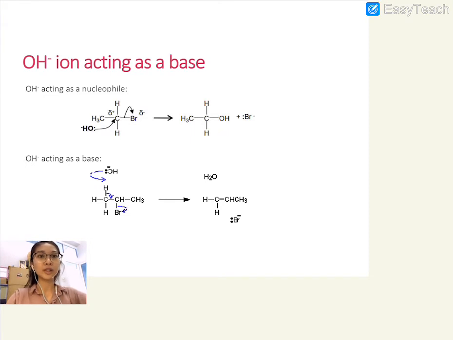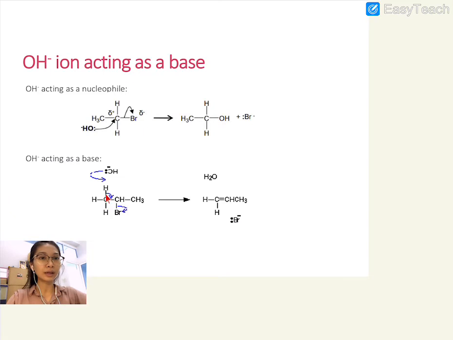But the OH minus actually also can act as a base. As we know, in the Lewis theory, a base is a species that will donate a pair of electrons. Or also in the Arrhenius theory, it is a species that will grab a proton. It will receive a proton. So our OH minus will grab a proton from this carbon.